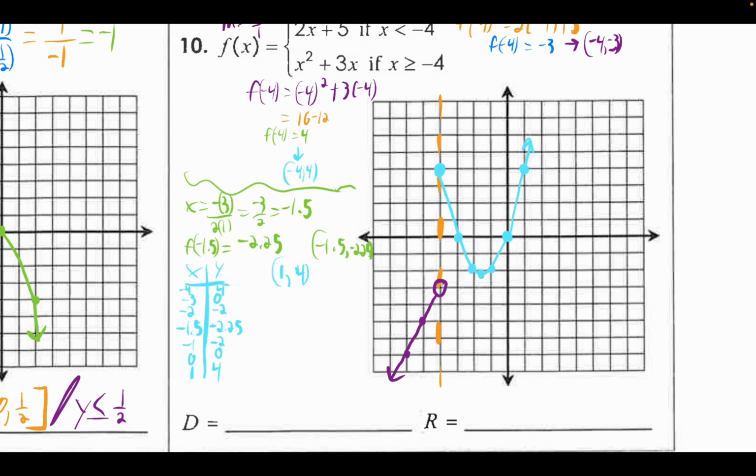I still encourage the use of a table and the use of the axis of symmetry here, plugging this number into this function and into this function to make my open and closed circles around that. Those can all be very helpful things.